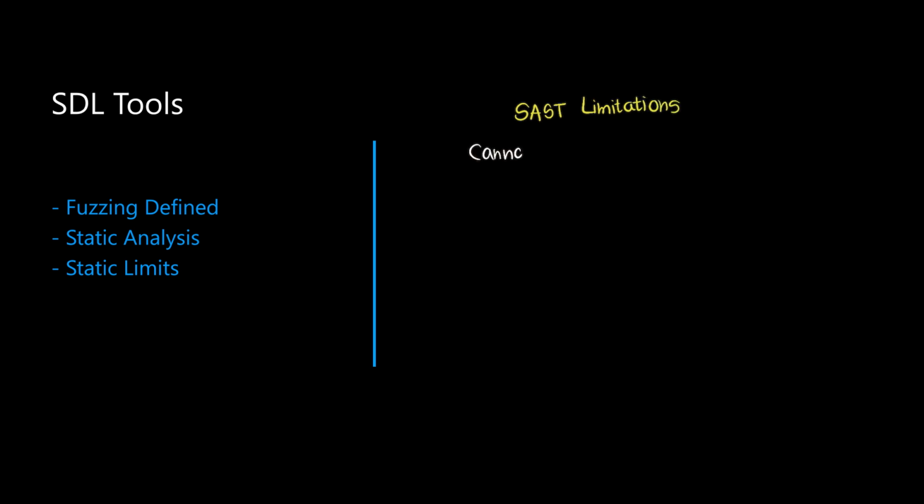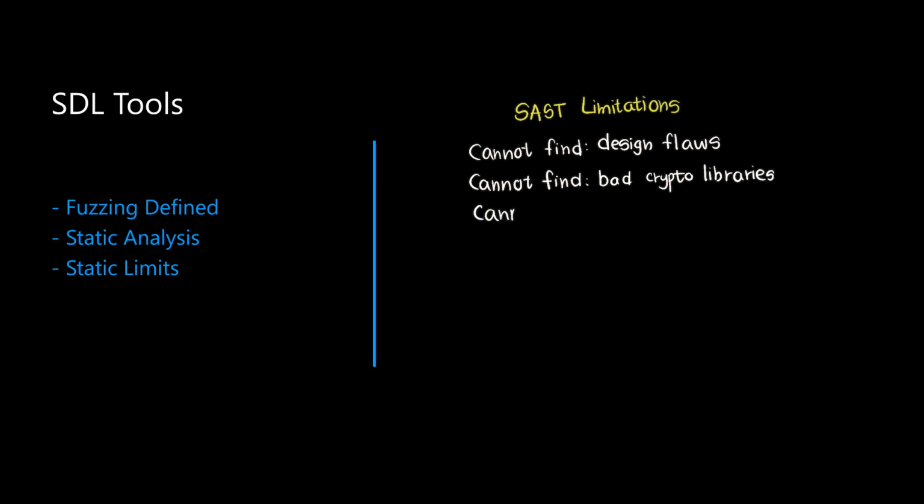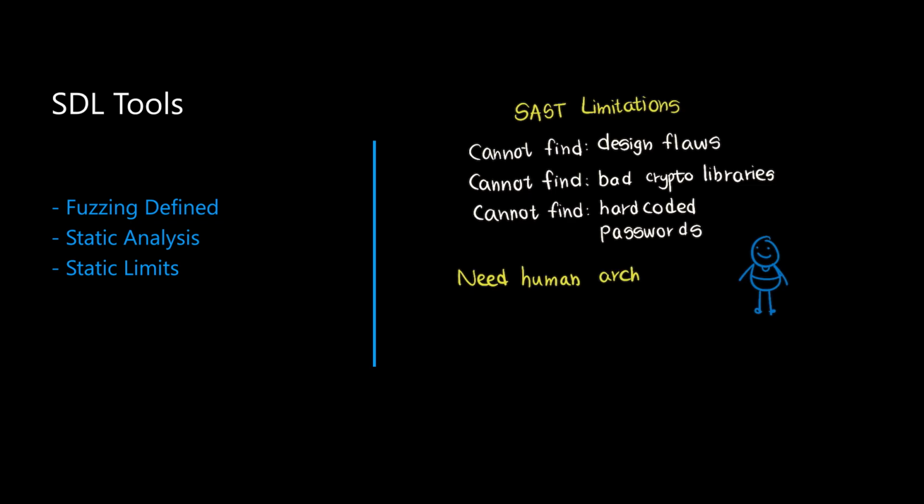It cannot evaluate design flaws or architectural problems. It will not catch poorly designed cryptographic libraries or confusion between authentication and authorization. It also cannot find passwords or magic numbers hard-coded into the source. For those issues, you need human expertise from a seasoned software security architect who understands both development and system architecture at a deep level.